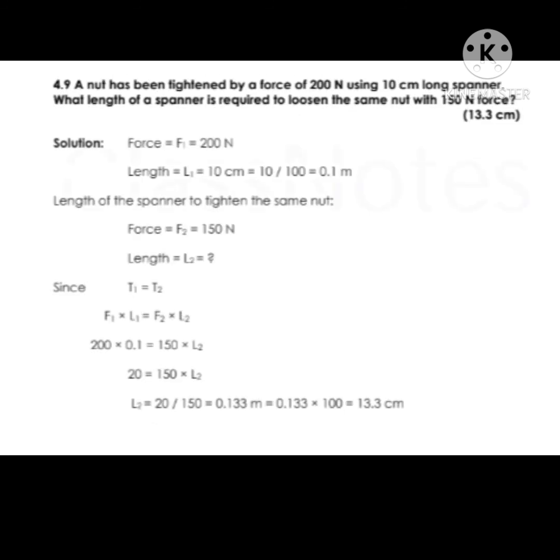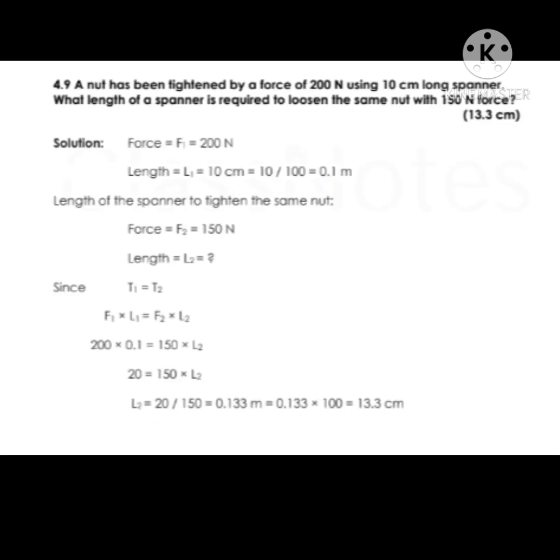So the tension T1 is 80 Newton and T2 is T equals mg. So T2 equals m, small m, the mass of the block, that is 3, into g, which is 10. So T2 equals 30 Newton.